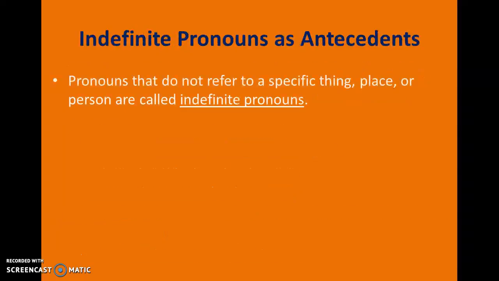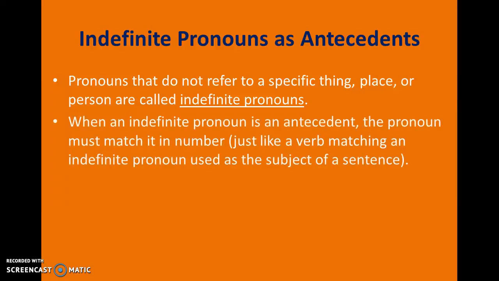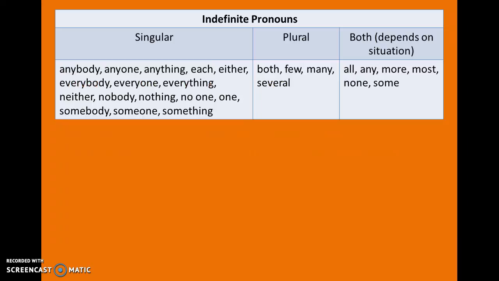So now let's talk about indefinite pronouns again. And just as a reminder, pronouns that don't refer to a specific thing, place, or person are called indefinite pronouns. We've seen some examples already in this video. And when an indefinite pronoun is the antecedent in a sentence, the pronoun has to match it in number, just like the verb matching an indefinite pronoun when it's being used as the subject of a sentence. So again, here's our chart of indefinite pronouns. You can see there are some that are singular, some that are plural, and some that are both, and then you have to just look at the situation and decide which form is being used.